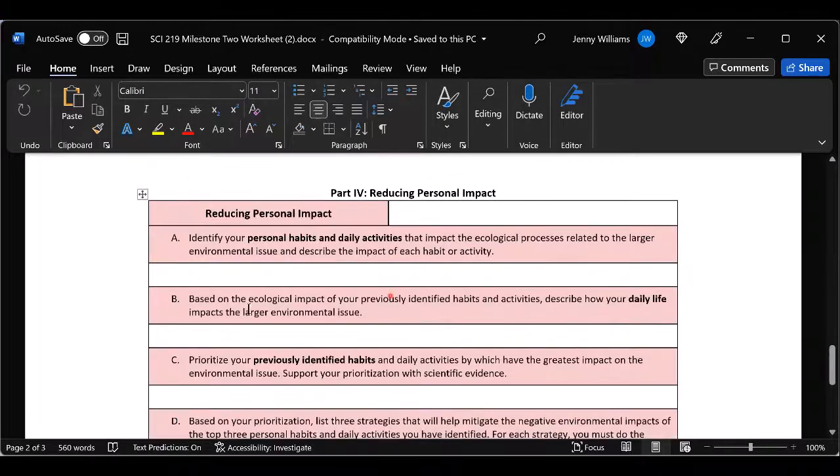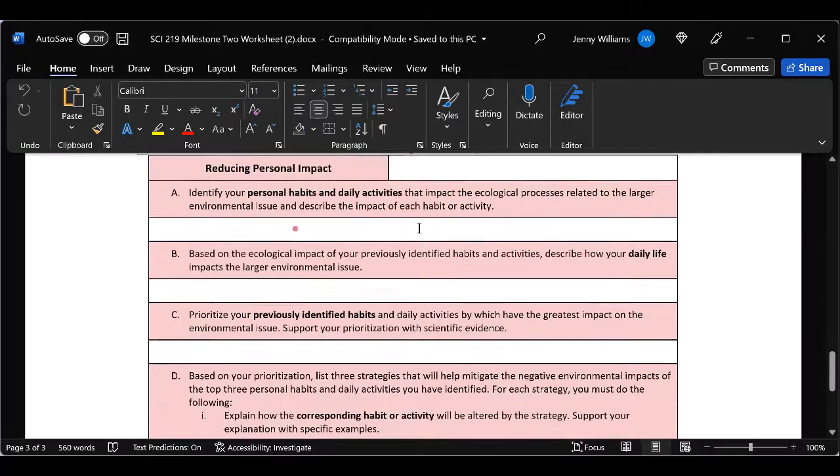Then you're going into part 4, and some parts of this you kind of did in your module 4 activity, but this is not going to be a direct copy and paste from that. So be sure that you're really paying attention to what questions they are asking you.